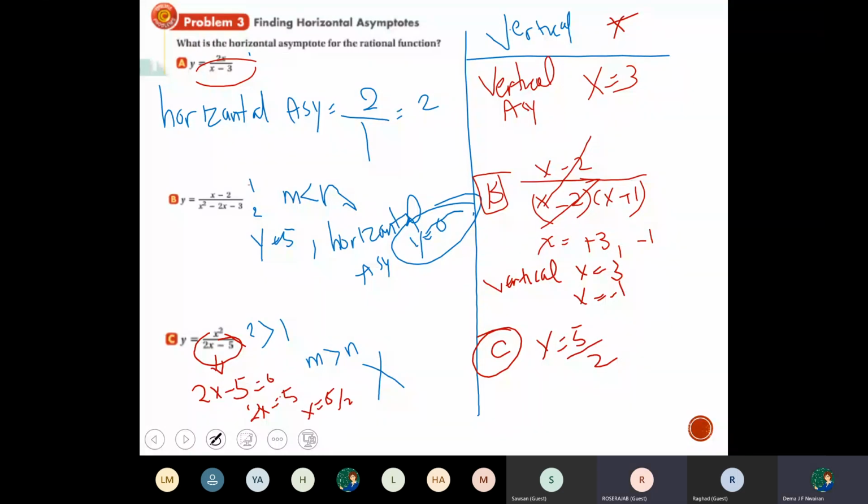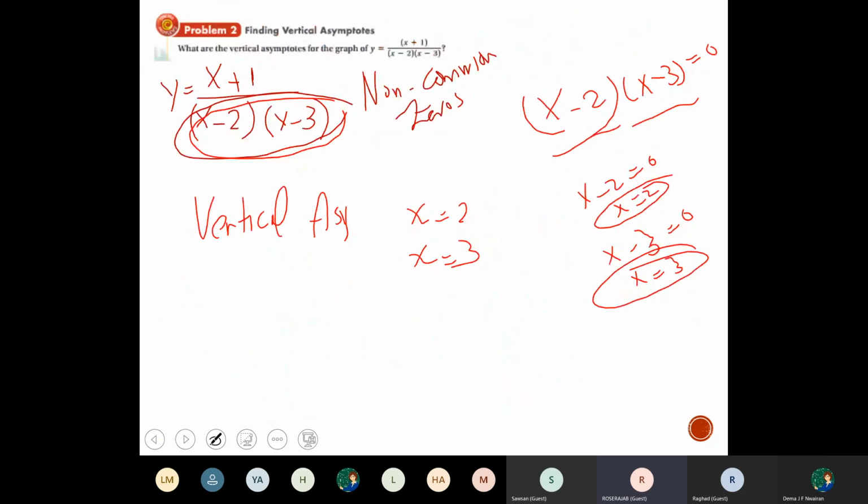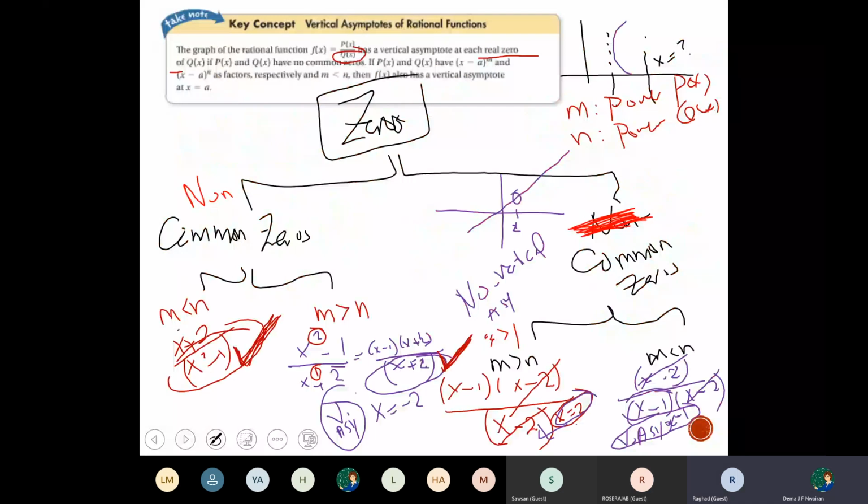Here, m is greater than n? Yes. So no vertical asymptote. Why? Because m is less than n. If m is greater than n and we have no common zeros, we will look at the zeros of the denominator.